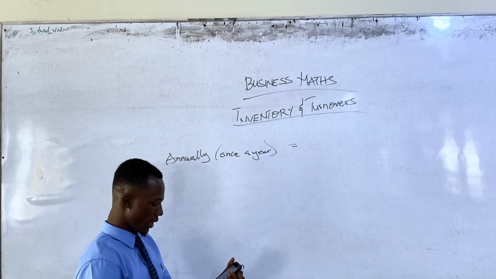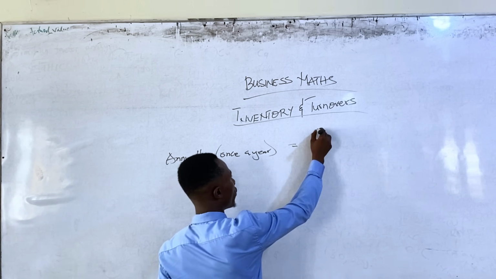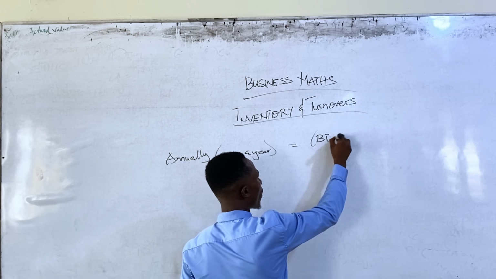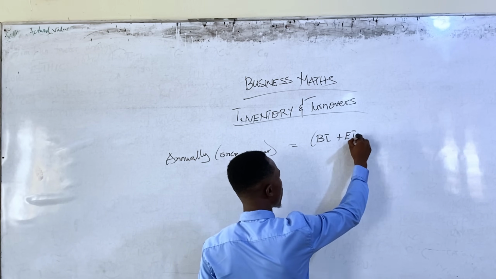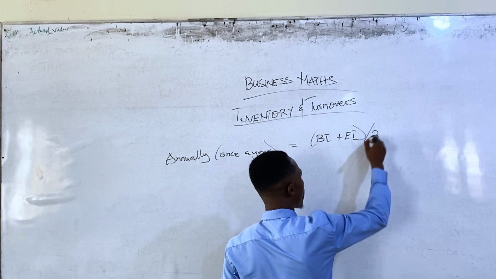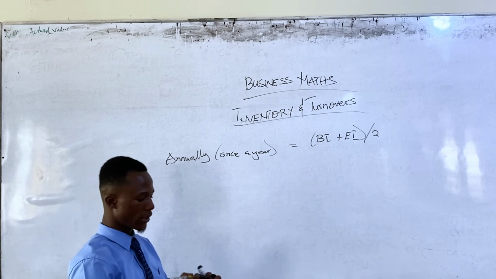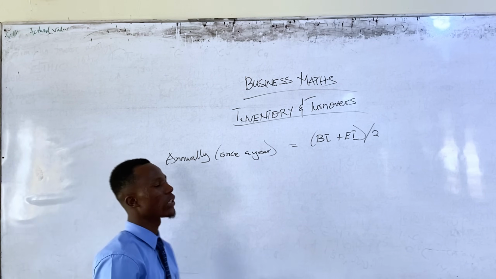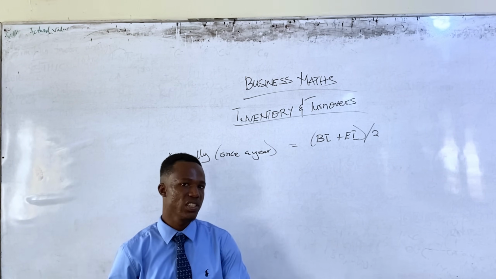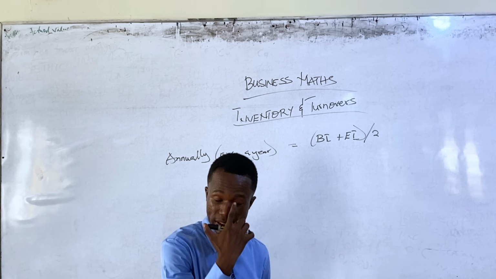And what does it mean? Here we are saying it is your beginning inventory plus ending inventory. Then what do you do? You divide everything by 2, yes. So annually means what? Once in that particular year. And why are we saying once in that particular year?